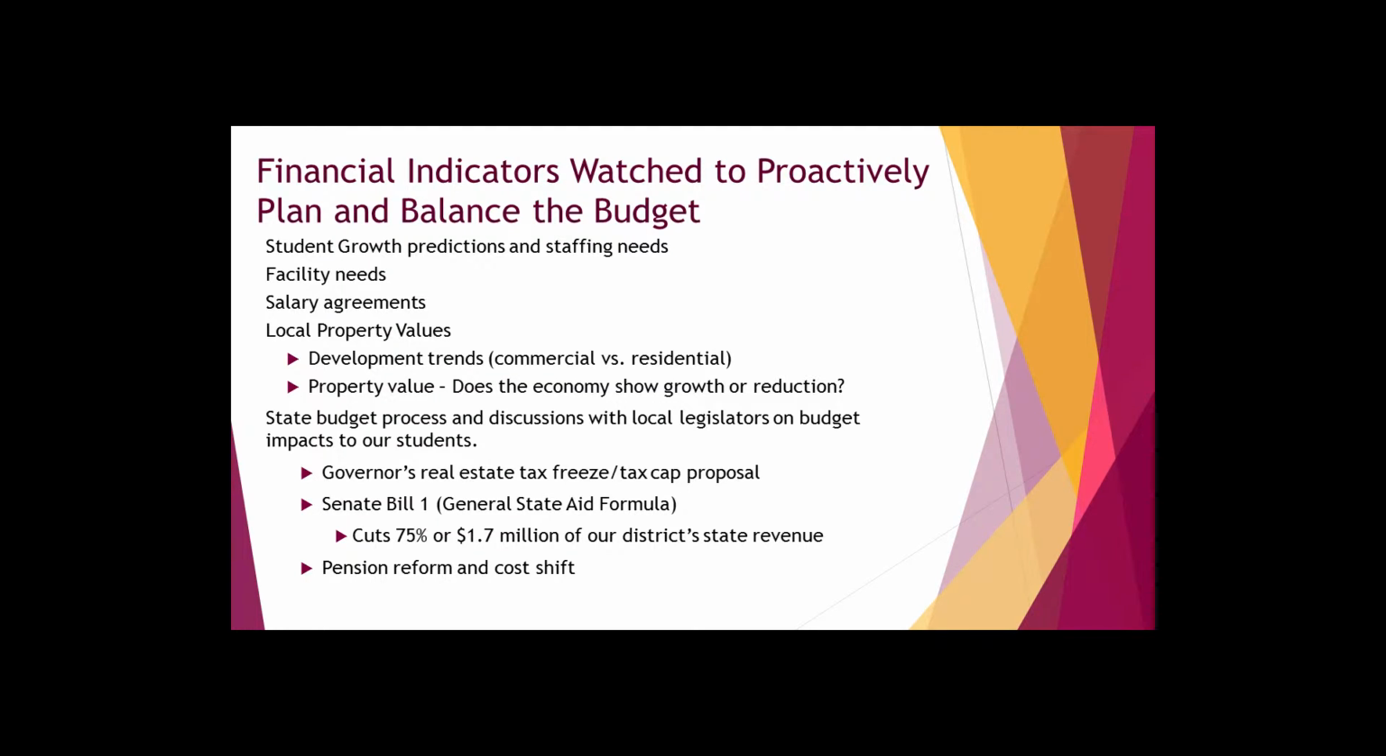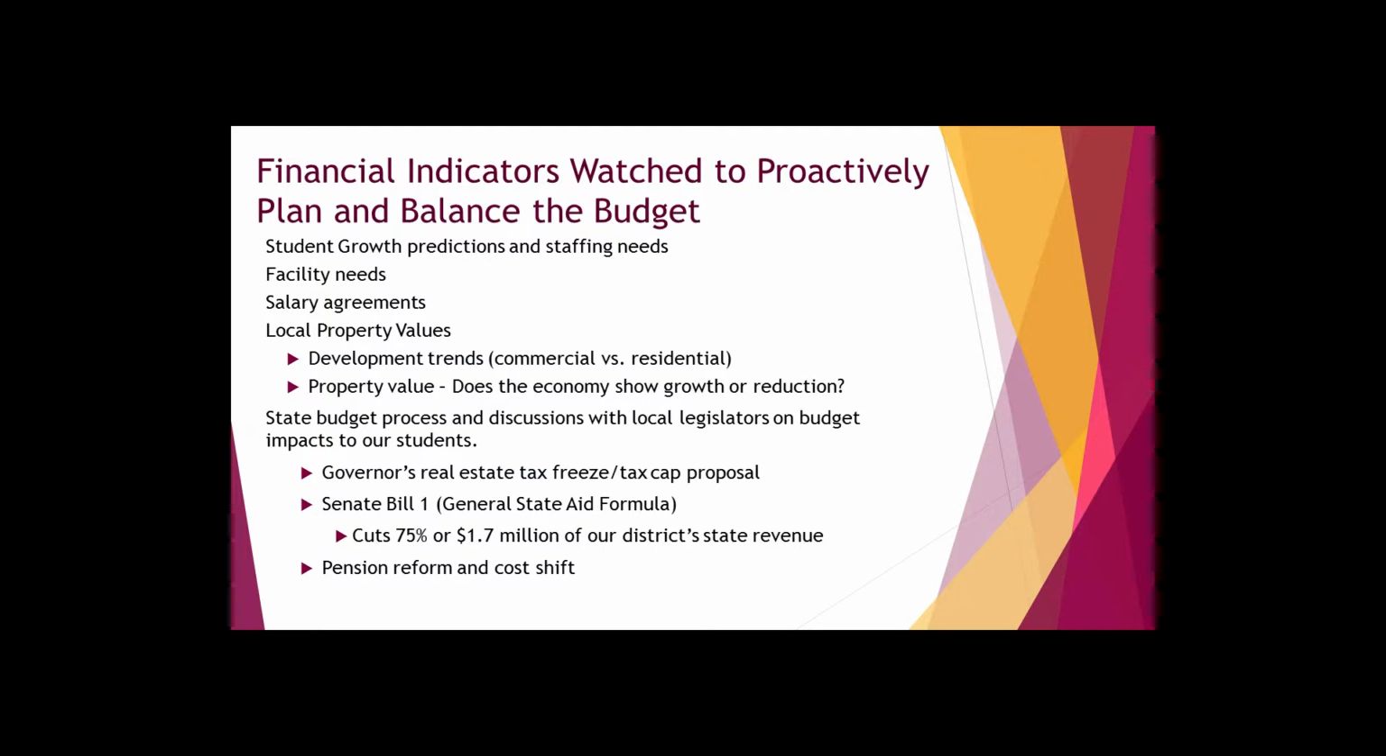So that's a significant impact to our budget that we would have to find out a way to pay for locally. And then pension reform and the cost shift. As we all know, the government is having difficulty making their pension payments, and the Supreme Court found all of their reforms unconstitutional. So they are still having to find a way to pay for all of the pension costs.